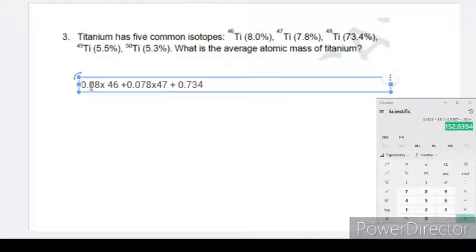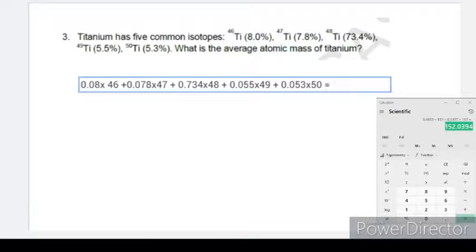0.734 times 48 plus 0.055 times 49 plus 0.053 times 50. So those are the 5 common isotopes of titanium. Okay, let's just put the equal sign. Count it again: 1, 2, 3, 4, 5.